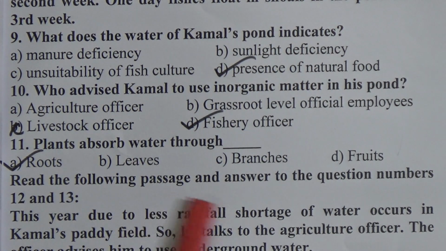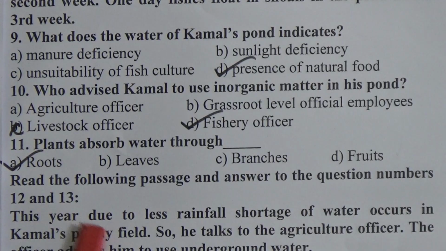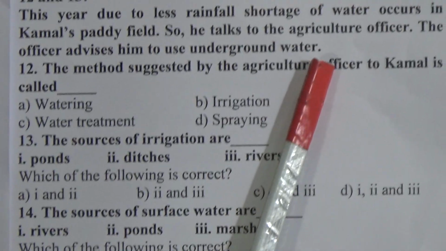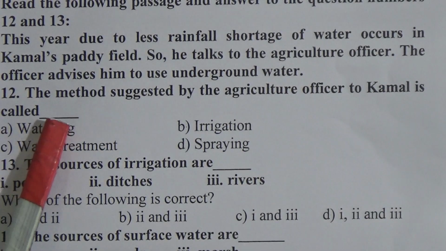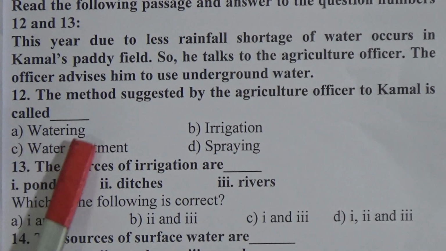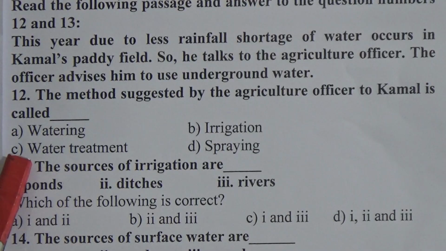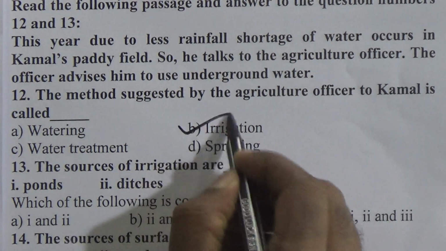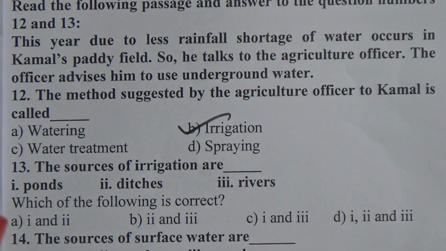Read the following passage and answer questions 12 and 13. This year, due to less rainfall, shortage of water occurs in Kamal's paddy field. So he talks to the agriculture officer. The officer advises him to use underground water. Okay, look, 12th number. The method suggested by the agriculture officer to Kamal is called A. Watering, B. Irrigation, C. Water treatment, D. Spraying. Yes, using underground water is related to irrigation. Option B.